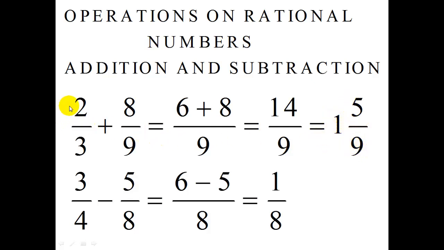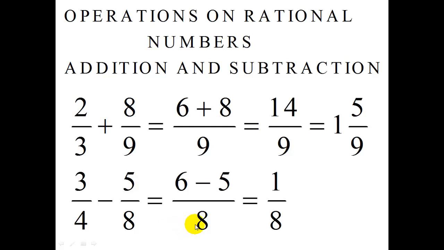So if you simplify 2 over 3 plus 8 over 9, the result is 1 whole number 5 over 9, or 14 over 9. Now let's look at subtraction. Given 3 over 4 minus 5 over 8, with subtraction of fractions, we also find the LCM. And the LCM of 4 and 8 is 8.